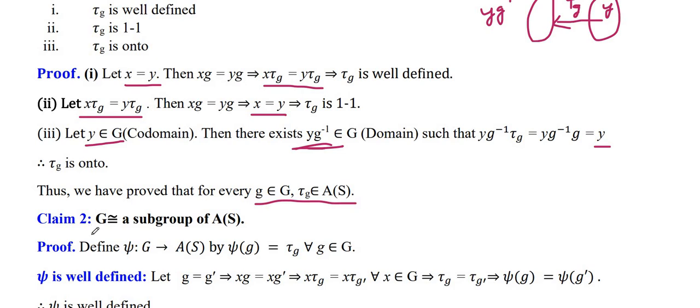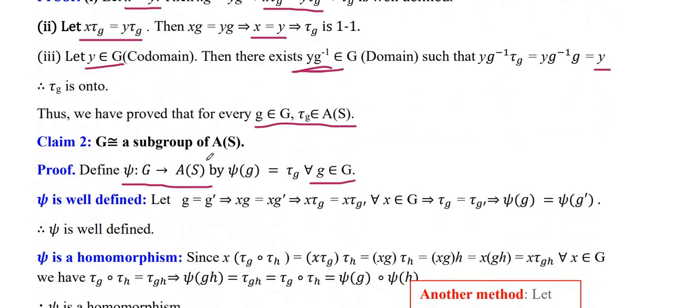Now in the second claim, this is the main part, that G is isomorphic to a subgroup of A of S. So for that we define a mapping, say psi from G to A of S, by psi of g equal to tau g for every g in G. So this is how psi is defined from G to A of S. You have G and you have A of S here.